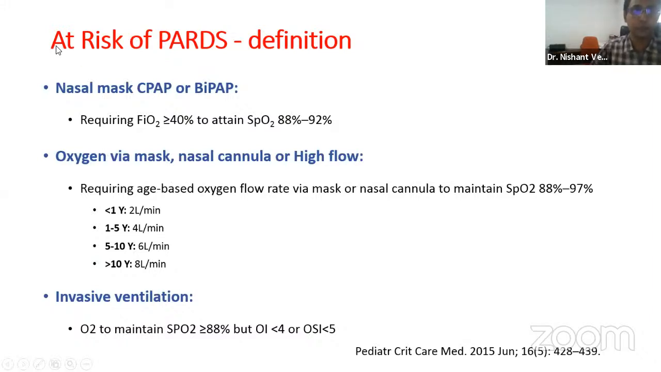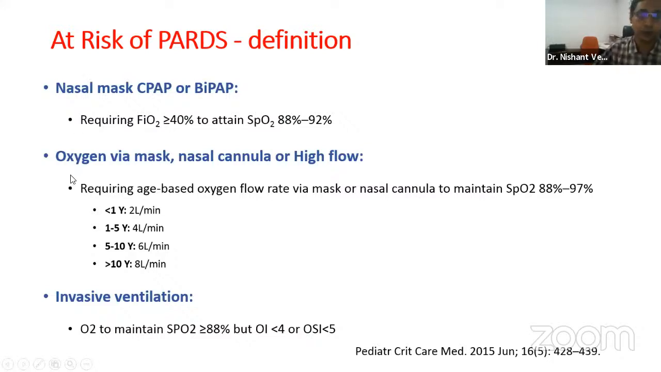There is another entity known as at risk of pediatric ARDS, and it is defined again by the Pediatric Critical Care Medicine Society. A child who is requiring nasal mask CPAP or BiPAP and is needing FiO2 of more than 40% to attain a saturation of 88 to 92, then this patient is at risk of pediatric ARDS.